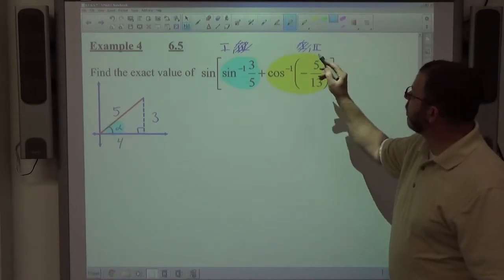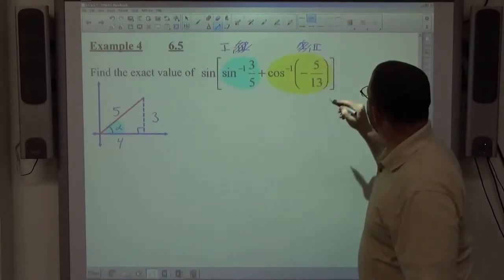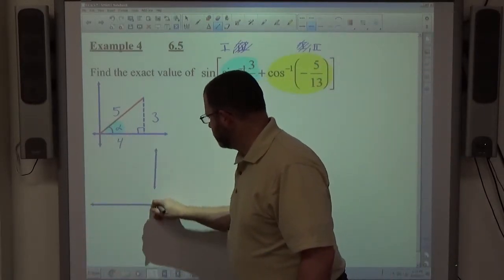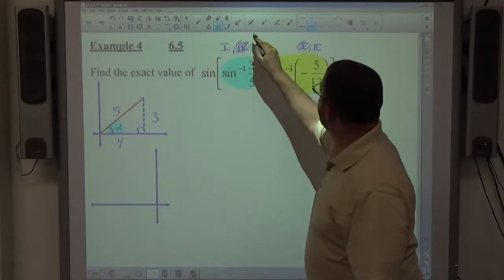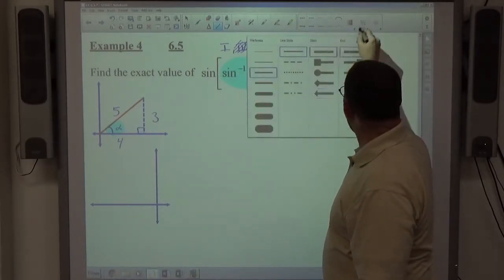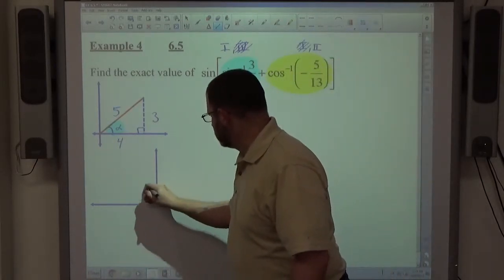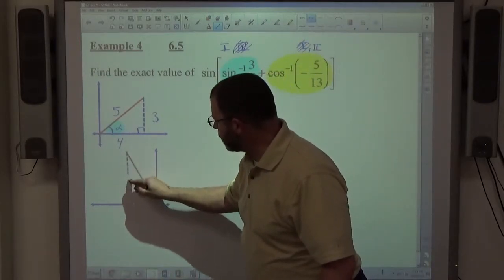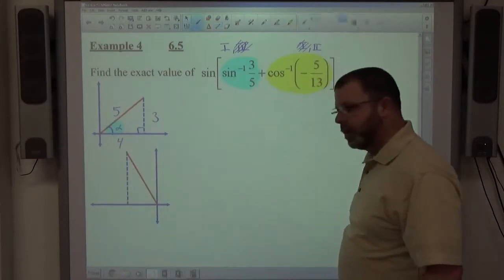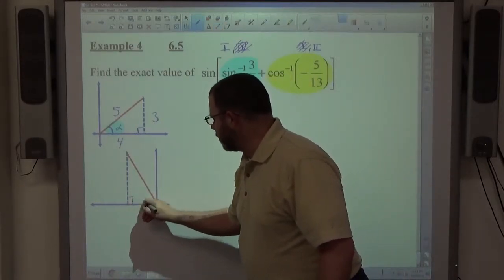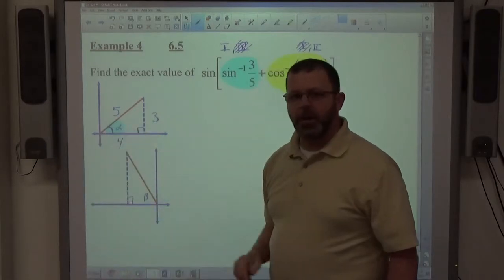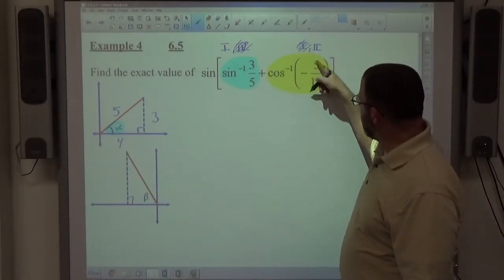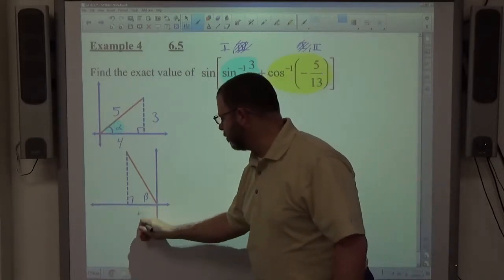If I do the same thing for cosine inverse of negative 5/13, I'm in quadrant 2, so I'm going to draw quadrant 2. I'm going to draw a vector out into quadrant 2, like so. I'm going to draw directly to the x-axis perpendicular, so it goes like so. And I'm going to call this angle beta, because it's obviously not the same as alpha. Alright, cosine is adjacent over hypotenuse, so 5 and 13 are the side measures.